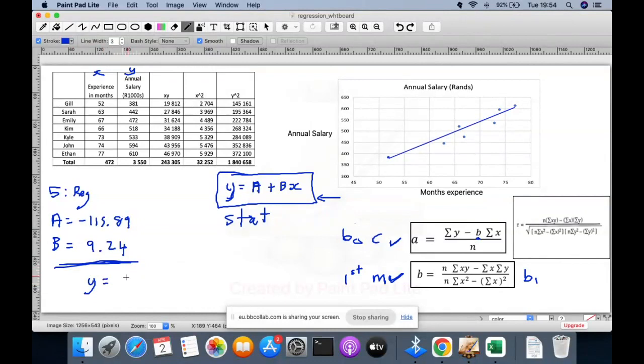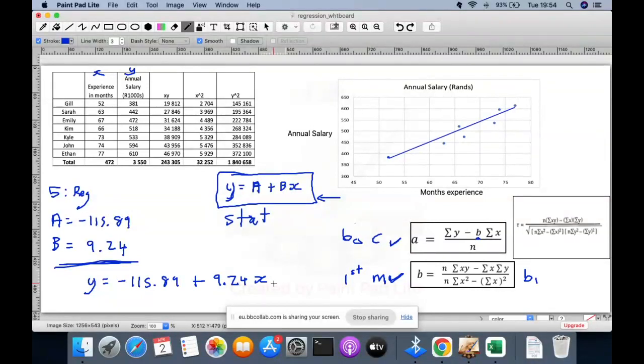It's y equals a, which is minus 115.89, plus your slope 9.24 and x. You would use the shortcut if it is just 3 marks in total, and you can get away with it. But if it's more than that, then you need to do it the long way, and I'll show you how to do that, which is not complicated. There's another thing you just need to note here, and I'll explain that now.